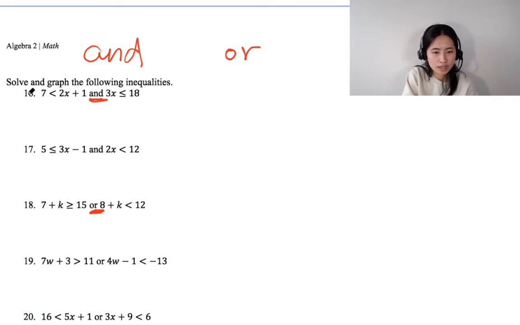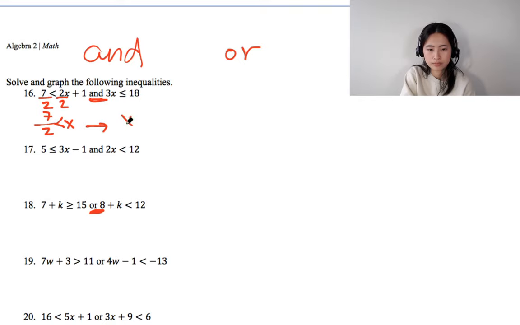So let's start with 7 less than 2x on this side. In order to solve for x, you would have to divide both sides by 2, right? So you get 7 over 2, which is less than x. Does that make sense? So in other words, we can say this is x greater than 7 over 2. Just so you know, 7 divided by 2 is 3.5. So x needs to be greater than 3.5.